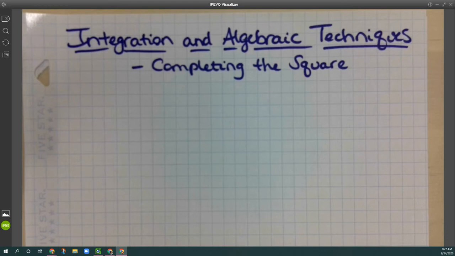In this video, we're going to look at completing the square as an algebraic technique that we can use for integration. Before we get into completing the square, we're going to start off by just reviewing a couple integration rules, and then I'm going to give you a couple new rules to consider.